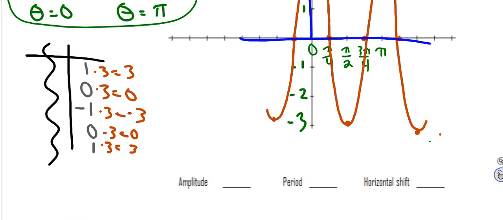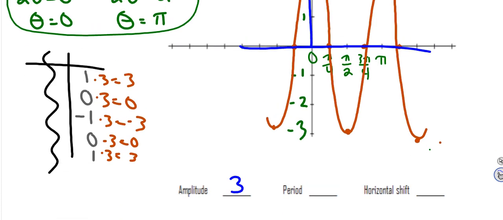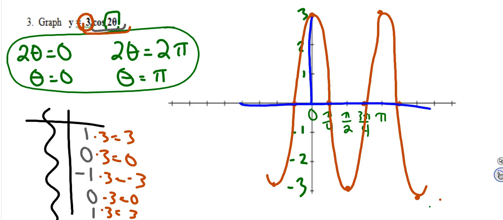Then they ask for the period. If we start our pattern at 0 and we finish it at pi, the distance is pi. To find the distance between 2 points, like if I said find the distance between 2 and 10, you would say 10 minus 2 is 8. The distance between the 2 is 8. So we just take the end point minus the beginning, and that's what we get for our period. So that's going to be pi.